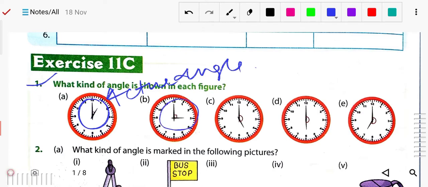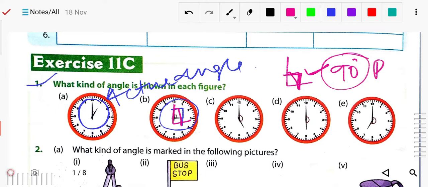Here you can see it is exactly 90 degrees. Is 90 degrees forming here or not? Exactly 90 degrees, because this kind of sign is there. This is the symbol for the 90 degree angle, which means right angle. So this is the right angle.